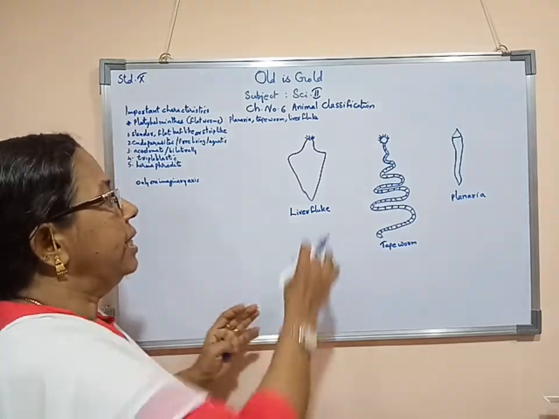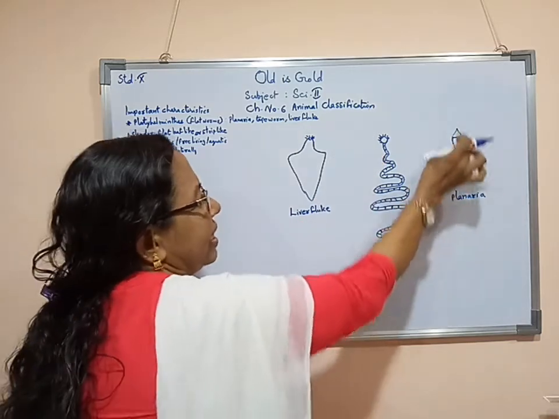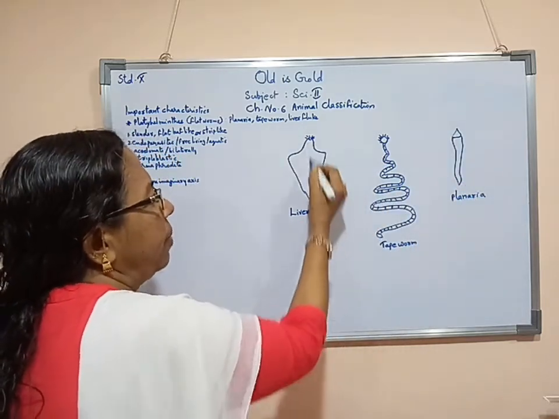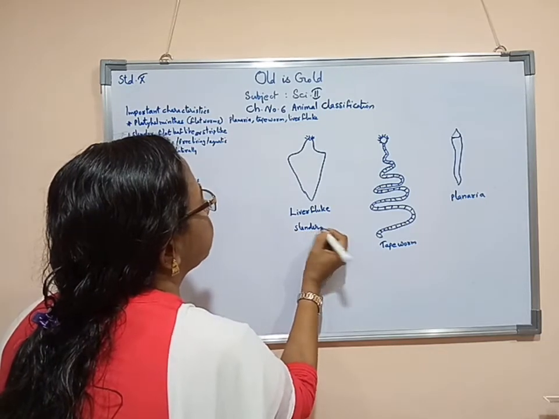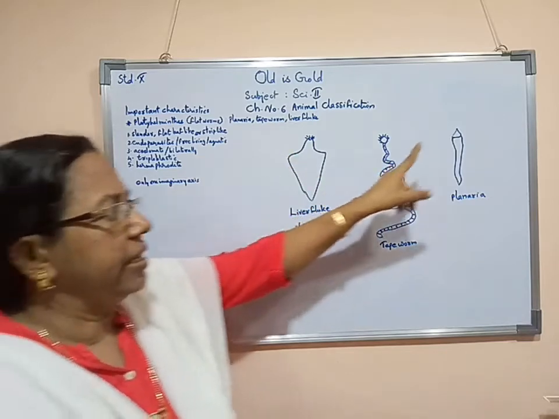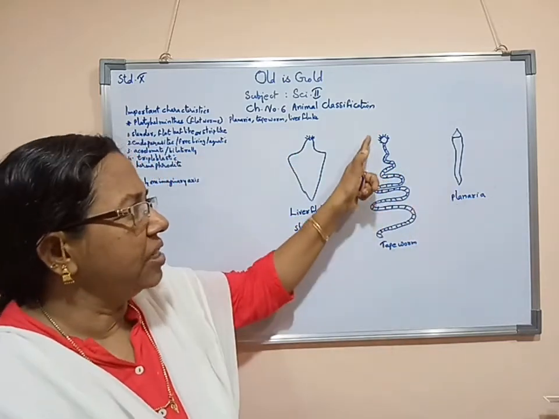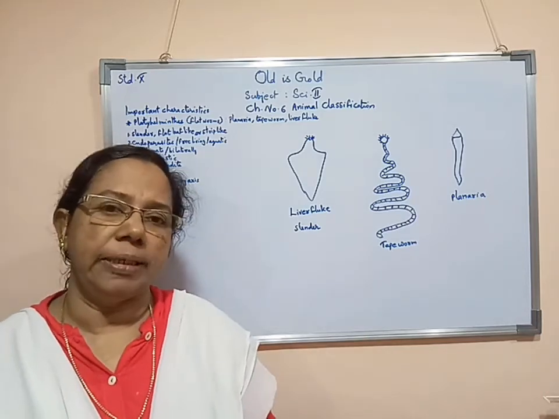We can say the liver fluke has a leaf-like flat structure. Here we can say a strip-like structure. Even their end part is slender. Slender means the end region is pointed. Then here also we can say the end part is almost pointed.